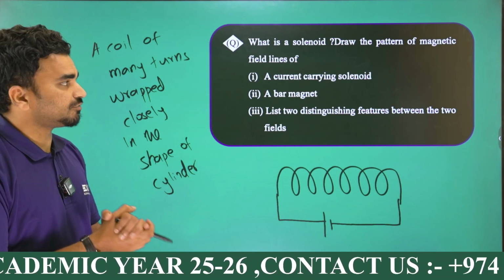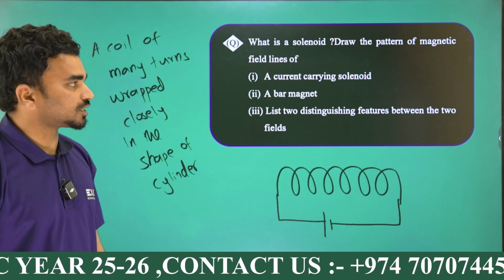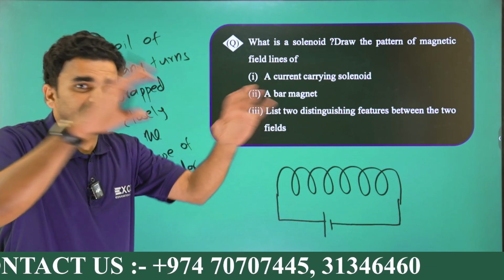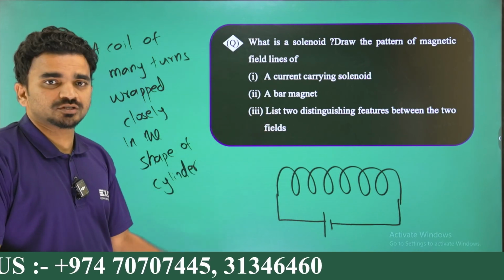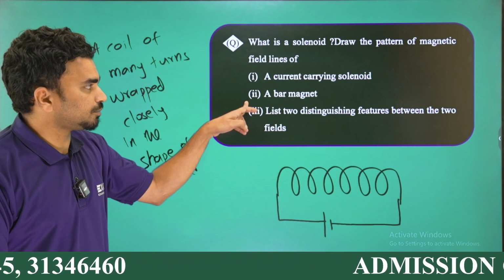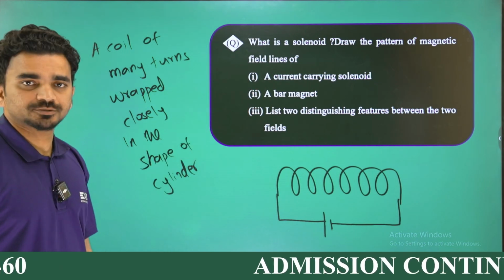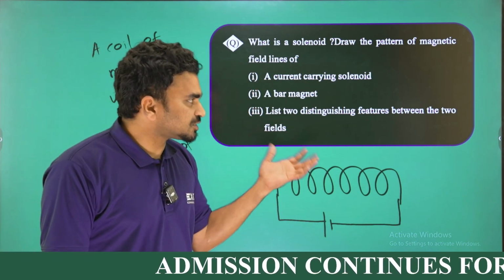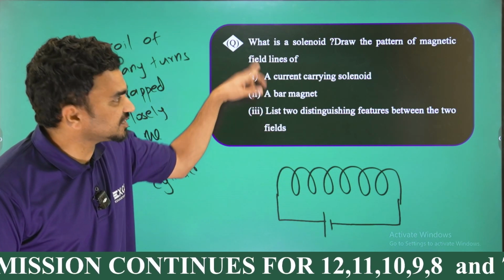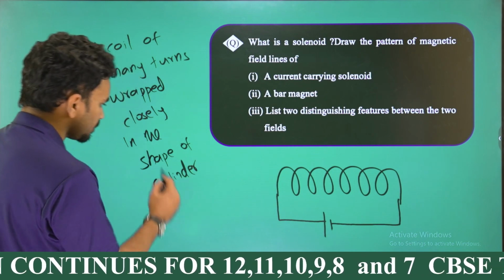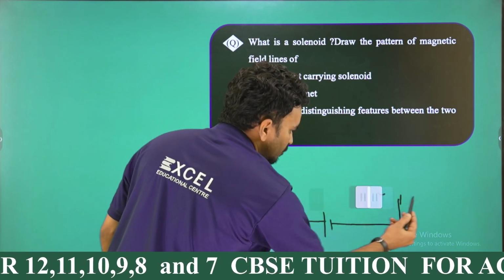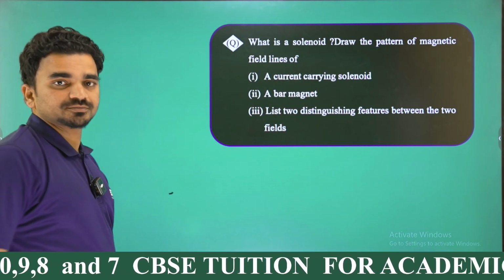Draw the pattern of magnetic field lines of a current carrying solenoid. That is what they were asking first. You saw the pattern before, right? Magnetic field lines of a solenoid. I showed all the magnetic field lines of a bar magnet and solenoid. You can go back and check those field line diagrams. That's important, so learn it. Then, what are the distinguishing features between the two fields, of the bar magnet and solenoid? Here it is asking, what is the difference between the magnetic field of a solenoid and a bar magnet?